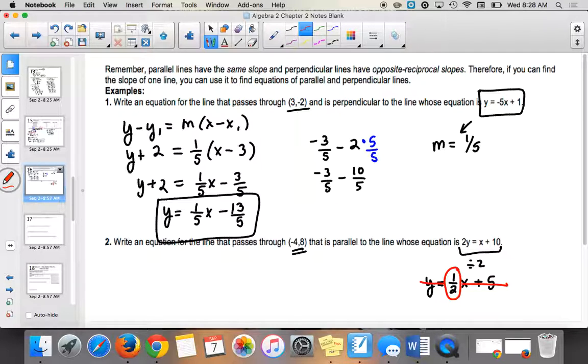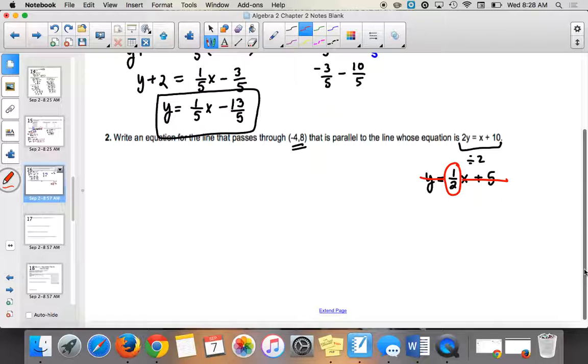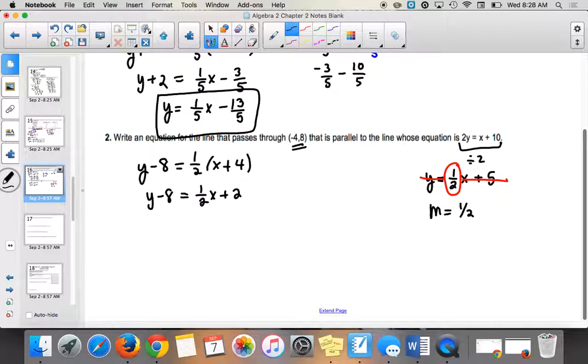So we said parallel. So if it says parallel, then we use the same slope. So our slope is going to be 1/2. And then we go through the point -4, 8. So we're going to have y minus 8 equals m, which is 1/2, times x minus a -4, so x plus 4, like that. And then we just simplify it all out. So we distribute our 1/2 in, we get 1/2 x plus 2. And then we add the 8 over. So we get y equals 1/2 x plus 10. Easy enough? Really not that bad.